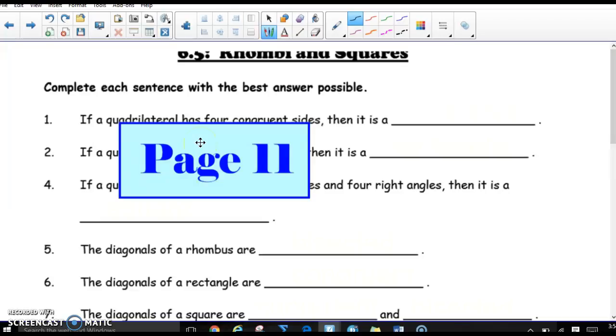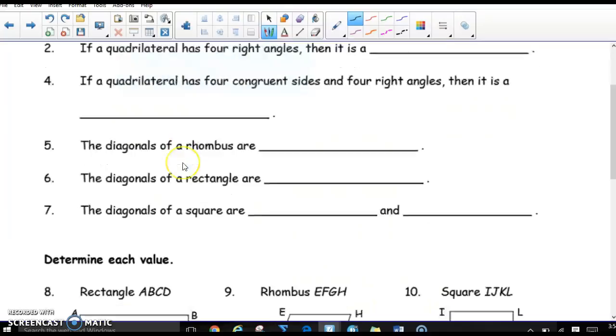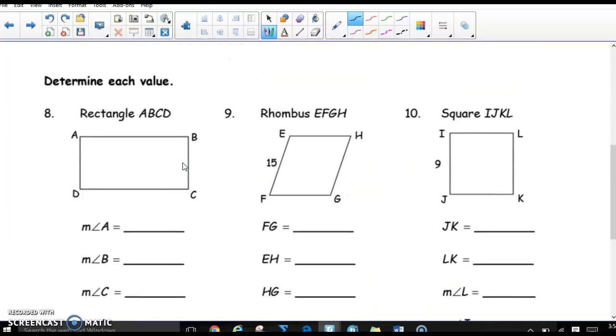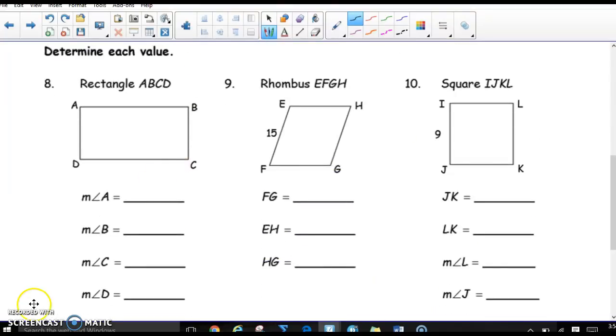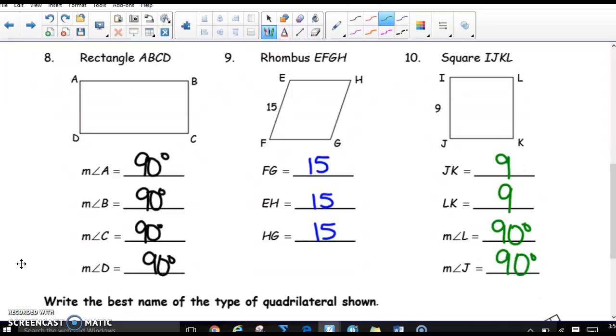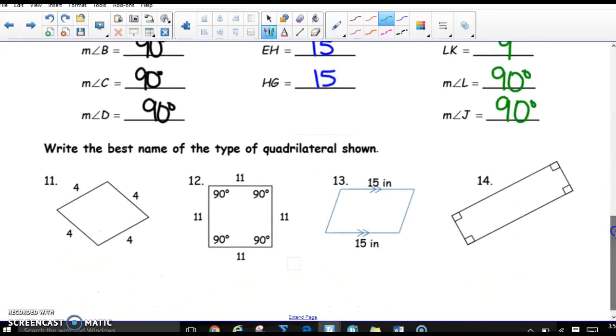Let's go to the next page so that we start targeting rhombi and squares as well. So this is on page 11. And we're going to go to the bottom of the page and look at the 3 ideas we're talking about today: rectangles, rhombi, and squares. And I want you to answer as much of this as you can right now, and then check your answers. If you have questions on any of these, now is the time to stop and ask for some help. What we're going to look at next are the problems at the bottom of the page.